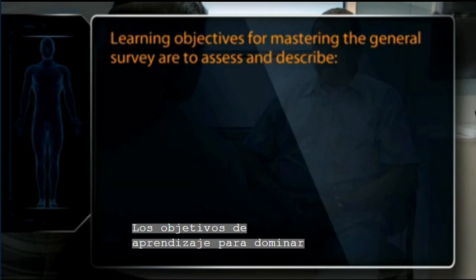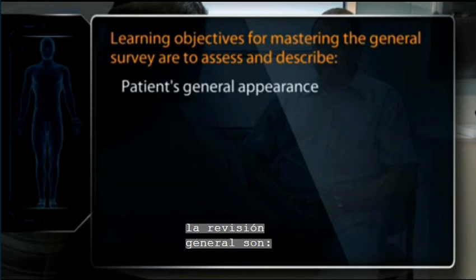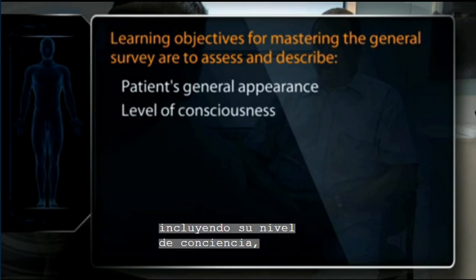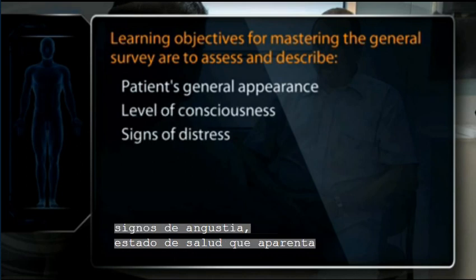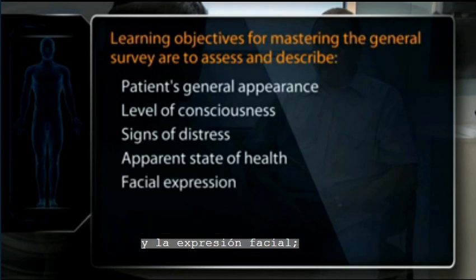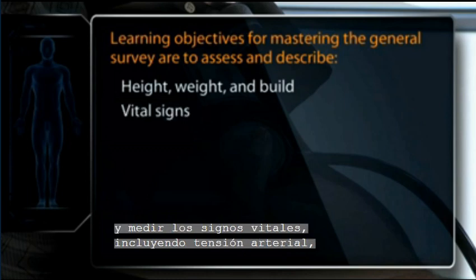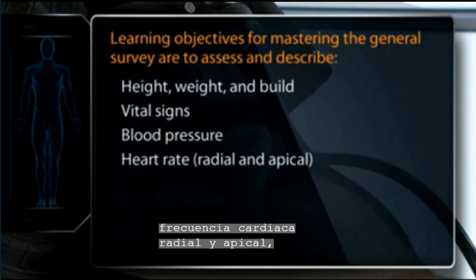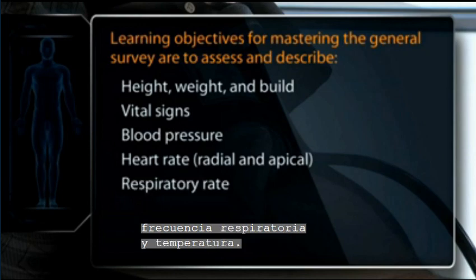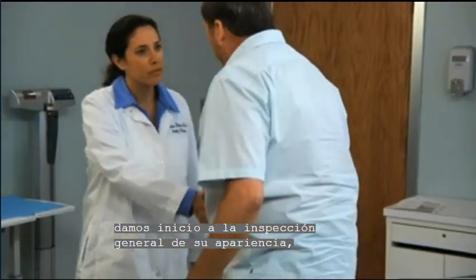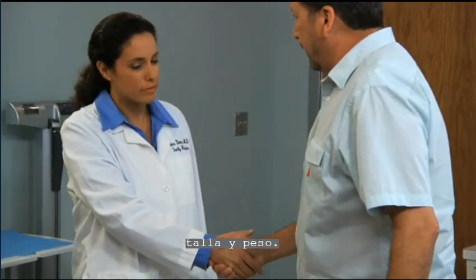Your learning objectives for mastering the general survey are to assess and describe the patient's general appearance, including level of consciousness, signs of distress, apparent state of health, and facial expression, to assess the height, weight, and build of the patient, and to measure the vital signs, including the blood pressure, heart rate, both radial and apical, respiratory rate, and temperature. The general survey of the patient's appearance, height, and weight begins with the opening moments of the patient encounter.